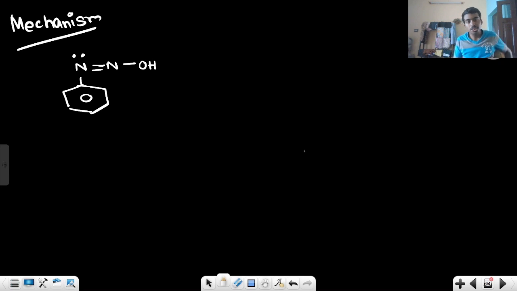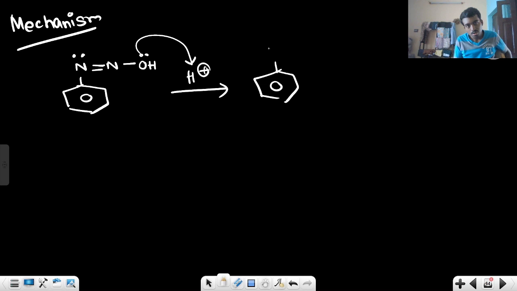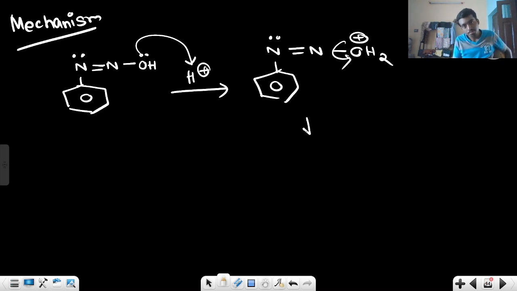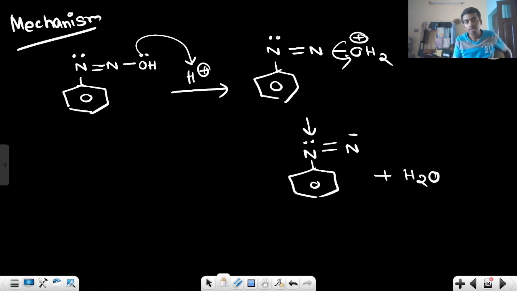So this one is the final structure that I am getting now. In the solution, H plus is available. Oxygen has a lone pair and attacks this hydrogen. So what will it form? N double bond N OH2 plus. Now oxygen again got a plus, but OH2 is there, so it can exit. So it will exit as N double bond N, right, this will form plus.